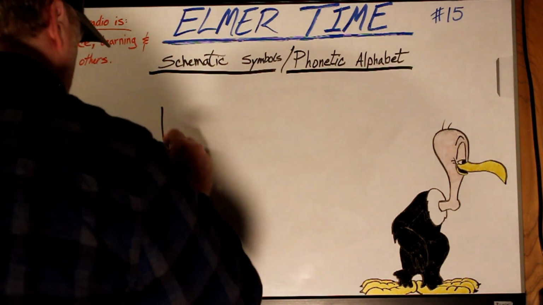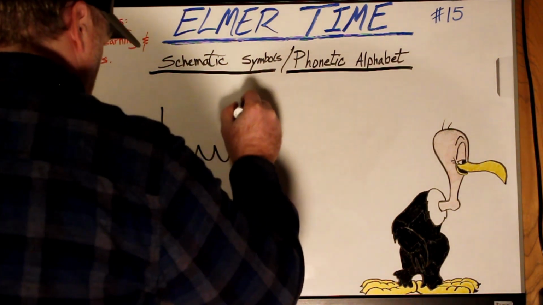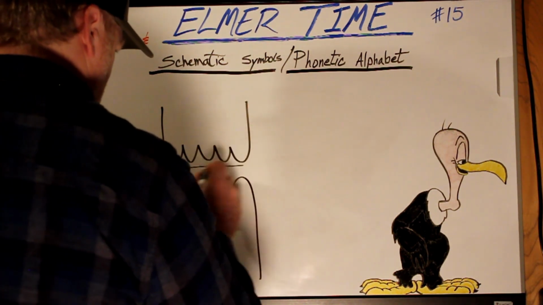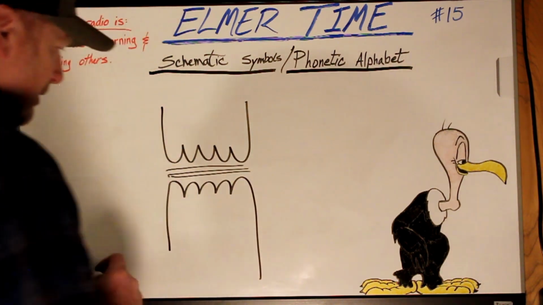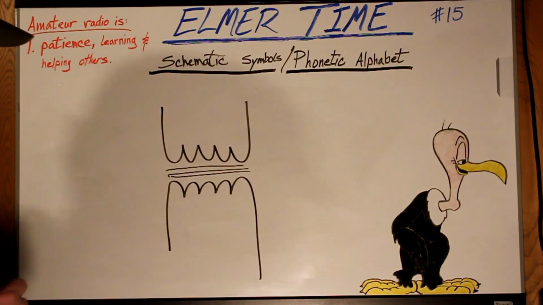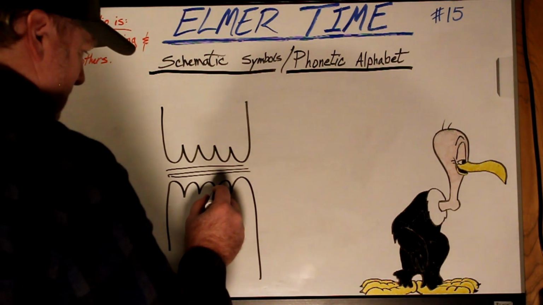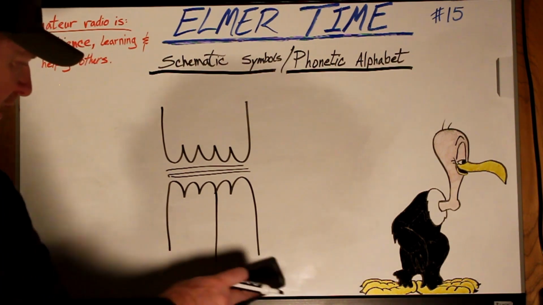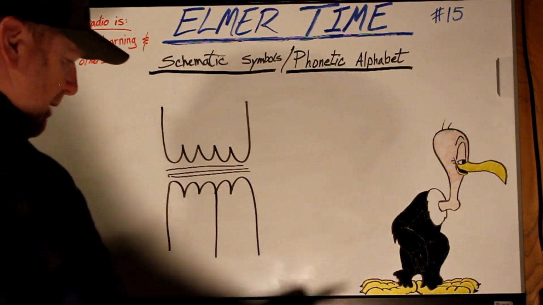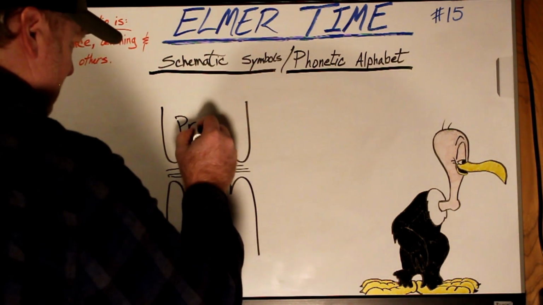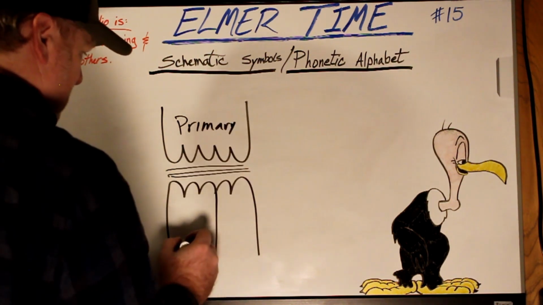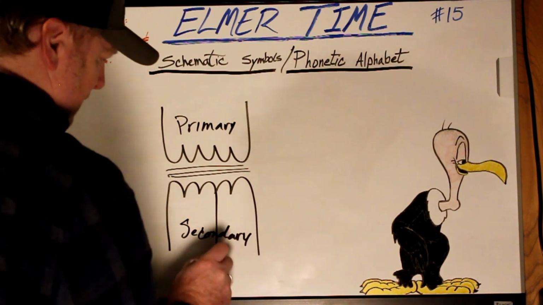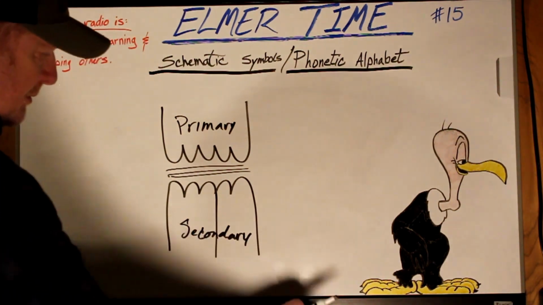How about a transformer? That's what a transformer would look like. That's what a transformer would look like with a secondary tap. This would be the primary. This would be the secondary. And this is considered the tap right here.